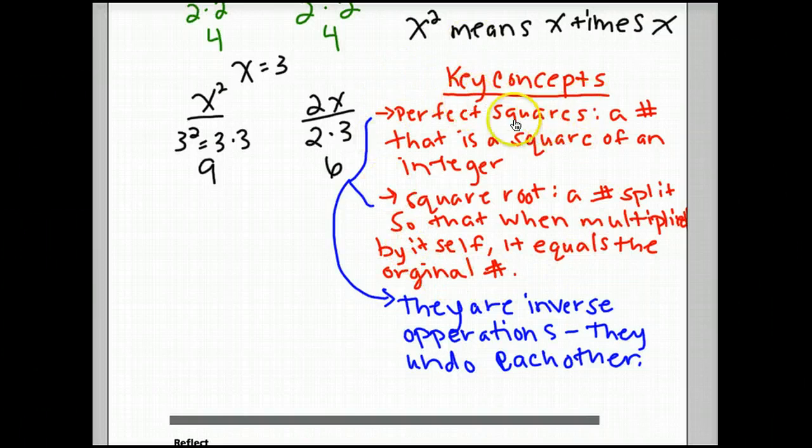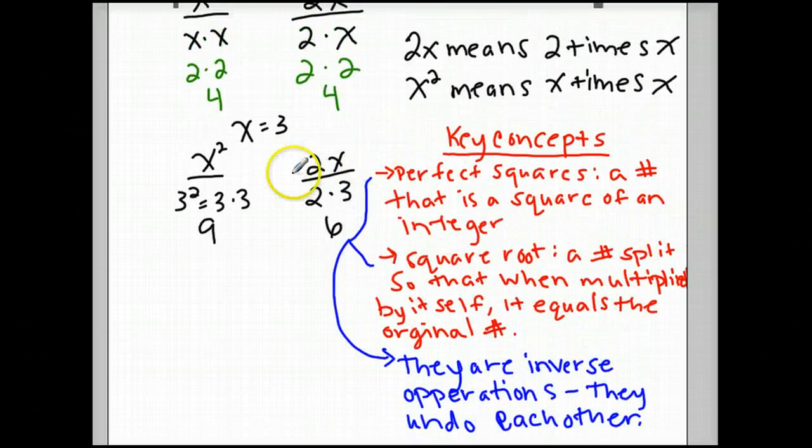So the key concepts, the first one is perfect squares, and that is a number that is a square of an integer, and we saw an example of that in our launch right here. So 9 is a perfect square because it's a number that is the square of an integer, the integer being 3. So squaring just means to multiply the number by itself. Then the square root here is a number, so that when multiplied by itself, it equals the original number.